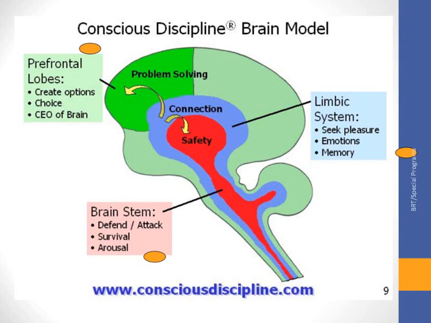There are 3 states of the brain: the brainstem, or the area in red, otherwise known as the survival state; the limbic system, or the area in blue, otherwise known as the emotional state; and the prefrontal lobes, or the area in green, also known as the executive state, or the CEO of the brain. Each brain state serves a particular function, has a particular need, and draws upon certain skills. Let's take a close look at each of them.